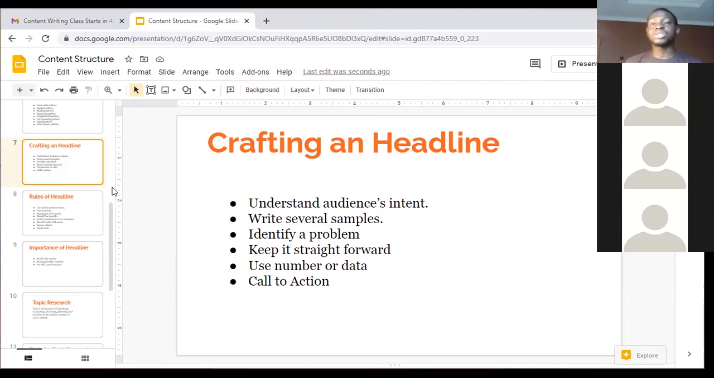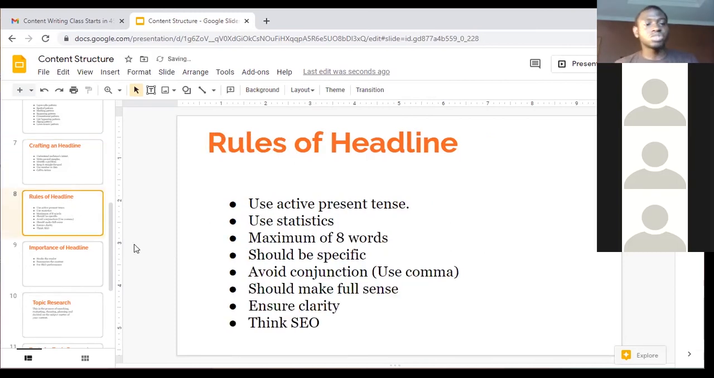Also, call to action, CTA. What are you calling your audience into? Are you calling them to come to know about, come to solve, or are you calling them to buy? Are you calling them to know? Or are you calling them to verify something? It's very important that you know what your call to action really is. Then rules of a headline.